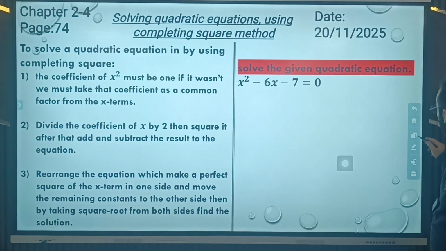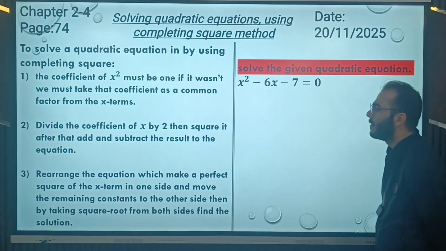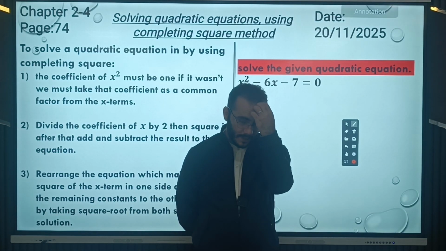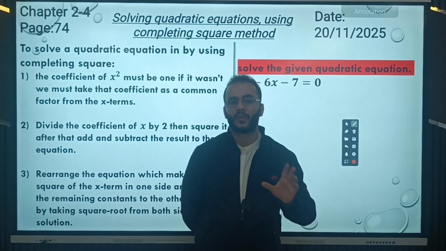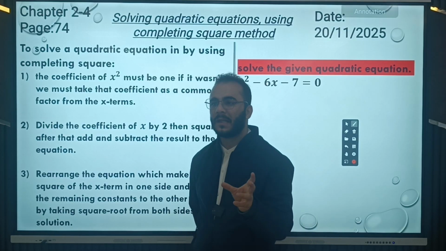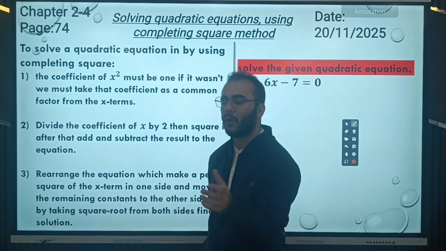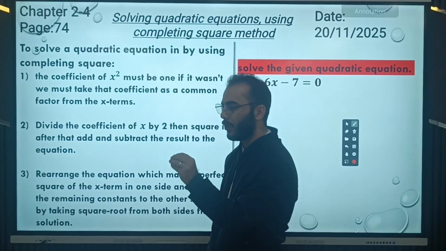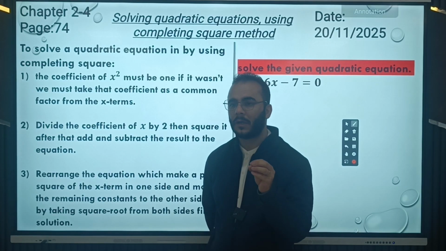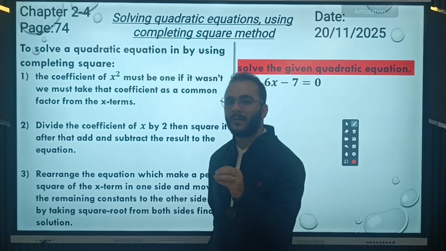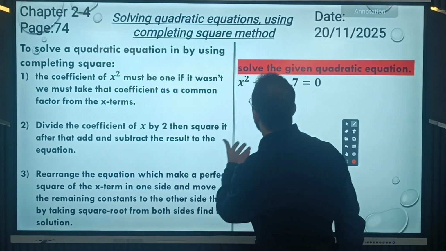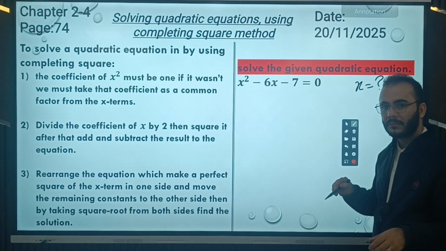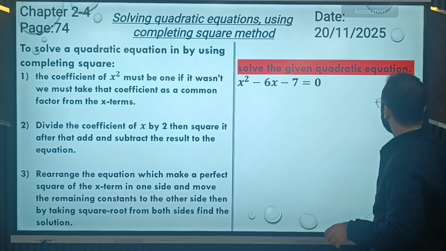You might ask me, teacher, what is the difference between the first part of the lesson and the second part? The first part was about converting a quadratic equation from general form to vertex form or standard form. It was not asking you to solve it, to find the value of x. But whenever the word solve comes, you need to realize that you should find the value of the unknown variable. For example, here we have x, so we need to find out at the end that x equals something. That is the difference between the first part and the second part.